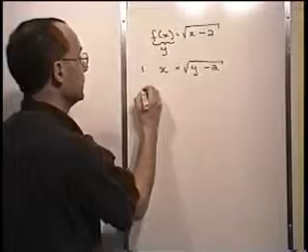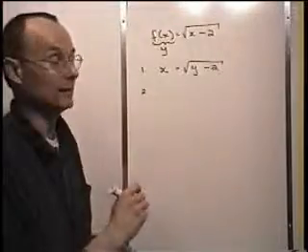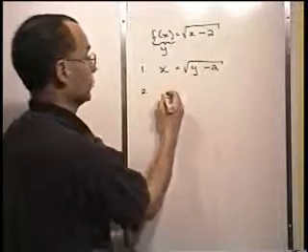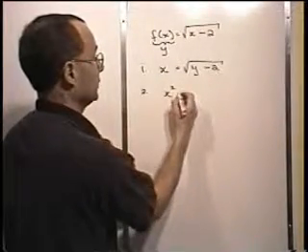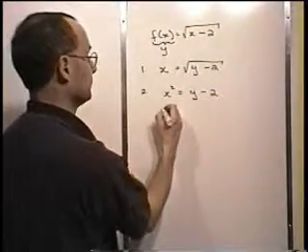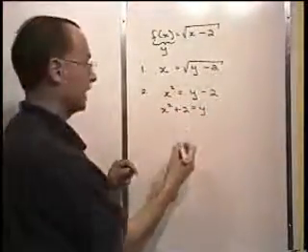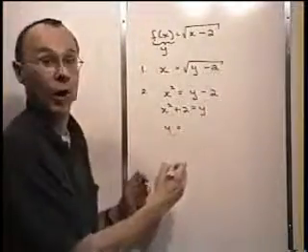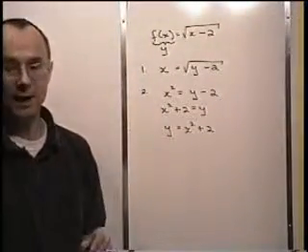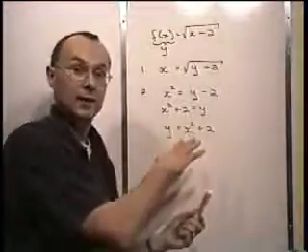So step 2, clean it up and get it so it's y equals. Sometimes that's easier said than done. In this case, I'm going to square both sides to try and get rid of this square root. So I'm going to have x squared equals y minus 2. And then I'm going to add the 2 over. So I have x squared plus 2 equals y. And if we rewrite it so it looks prettier with y equals, there it is. There's my inverse function.